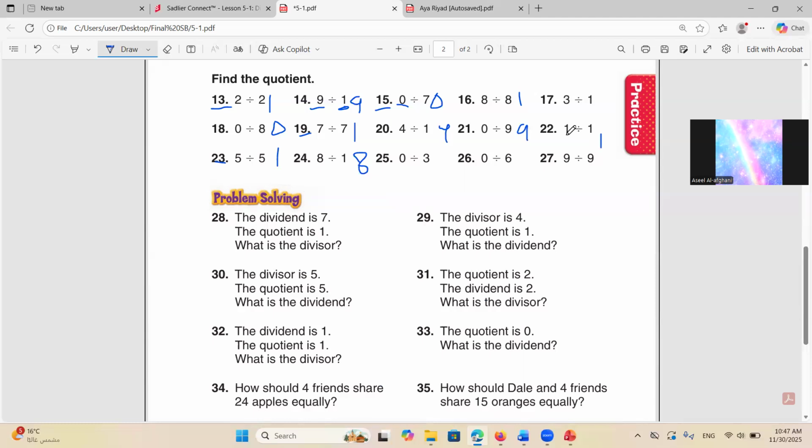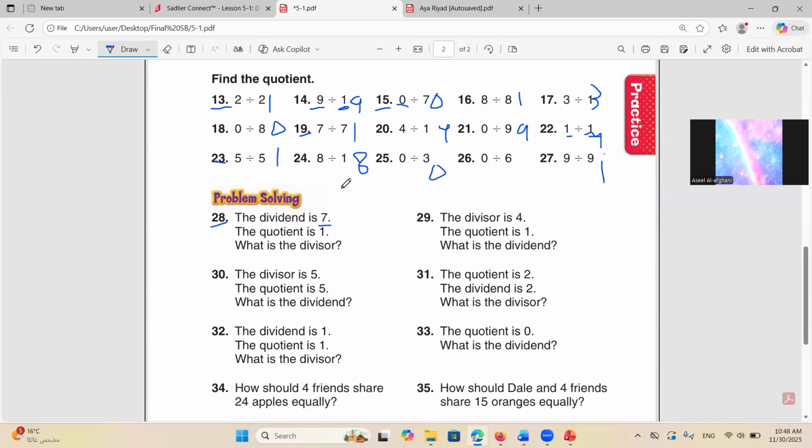You can take it as any number divided by itself is 1, or 1 divided by 1. And we said when 1 is a divisor, the answer is the same as the dividend. Excellent. 9 divided by 9 is 1. 3 divided by 1 is 3. Amazing. 0 divided by 3 is 0. Cool.